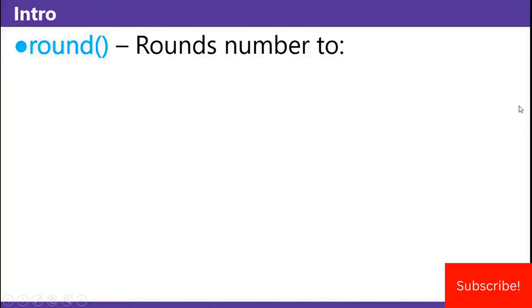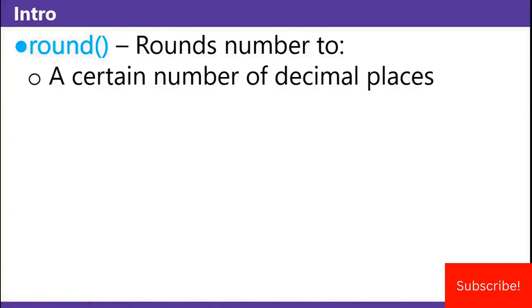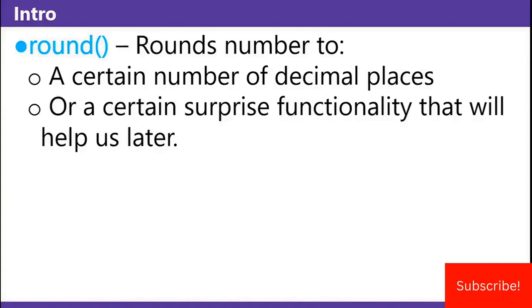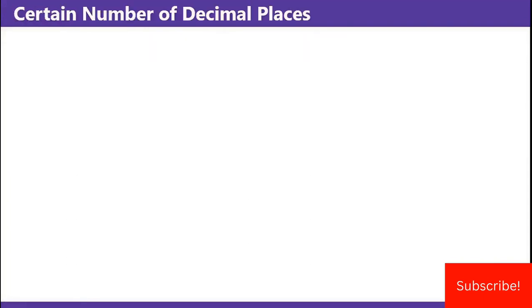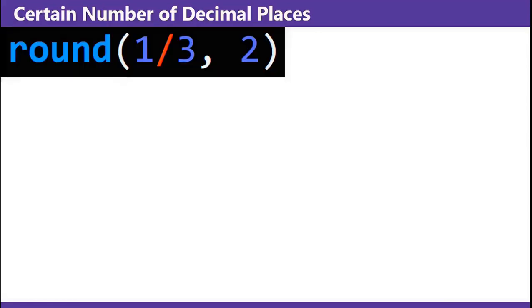The round function in Python rounds a number to a certain number of decimal places. Bet you didn't expect that one. Or it also has a certain surprise functionality that will help us later. As I snarked on the first slide, the round function's main functionality is to round to a certain number of decimal places. From this code, 1/3 to 2 decimal places is 0.33.